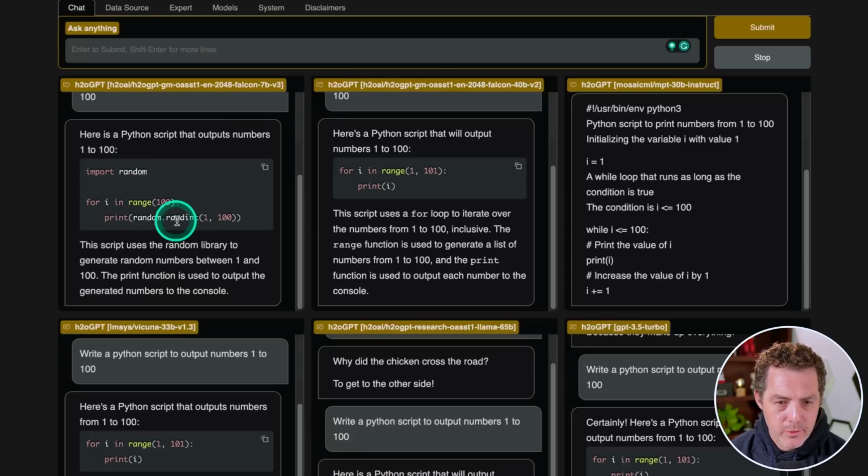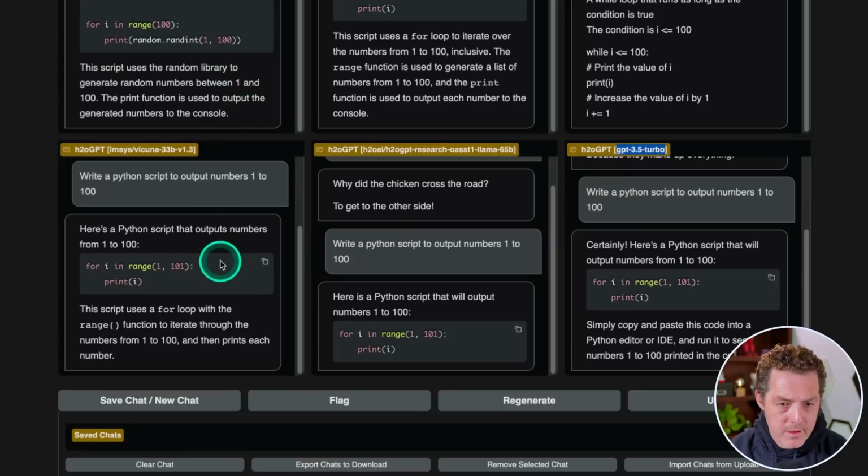Here we go, import random. So for Falcon 7B, this is actually a failure. We're not looking for 100 random integers. For Falcon 40B, this looks correct. Just print out 1 to 100. For MPT-30B, it's not formatted, but that's okay. Yeah, this is another way to solve the same problem. It looks like it would work just fine. So that's a pass. Next, Vicuna 33B: for i in range 1 to 101, print i.